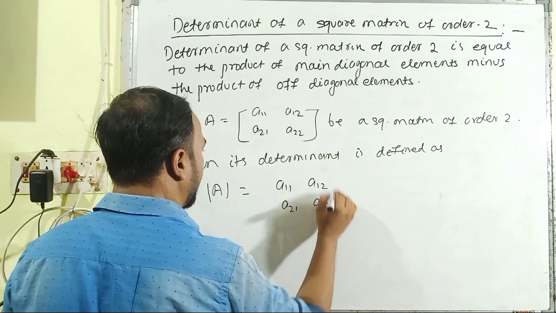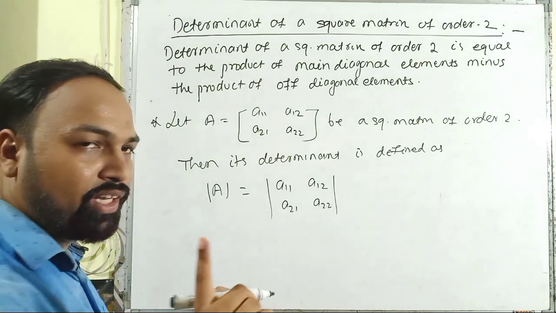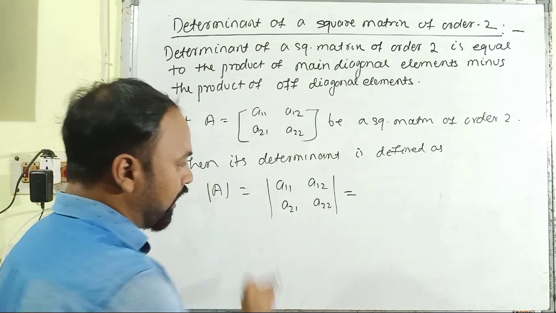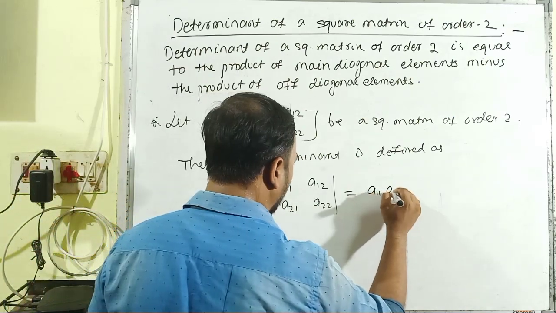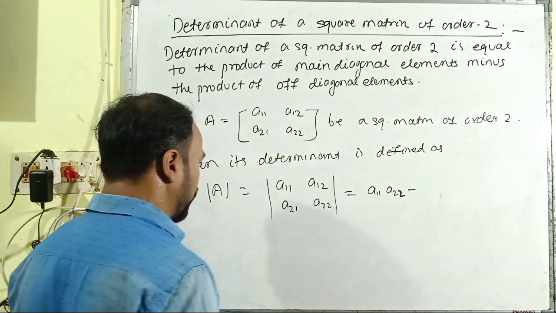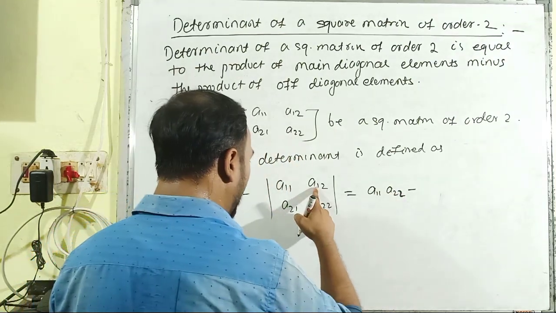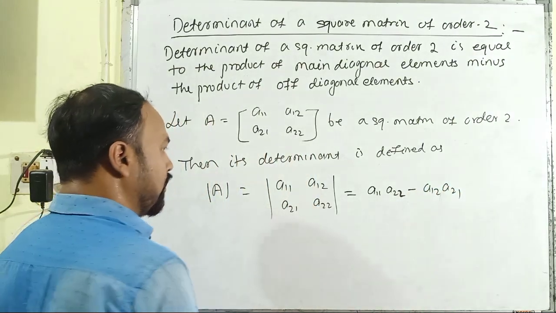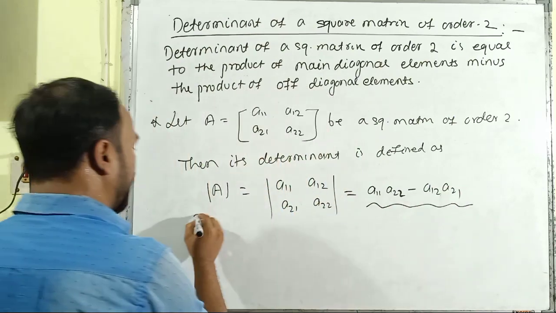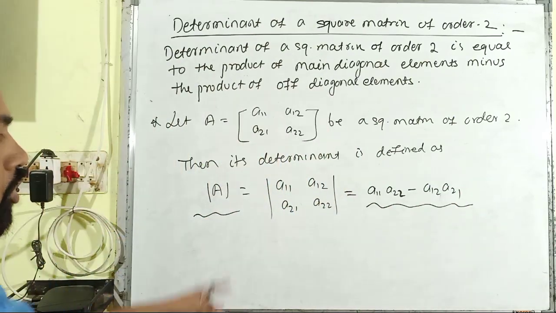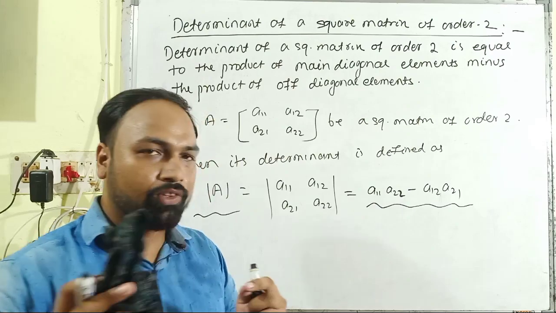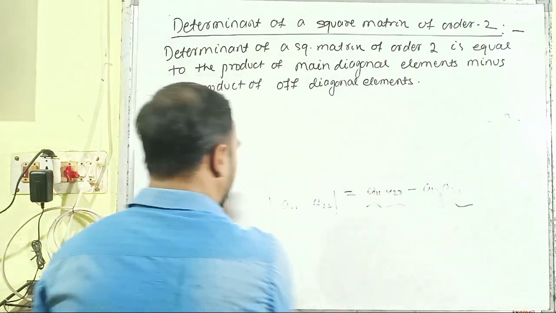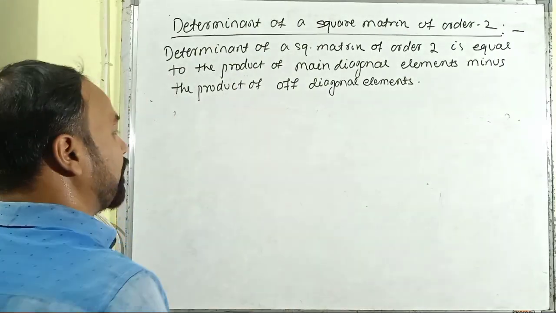the determinant of all the elements here, and it will be obtained in the form of: first of all, we have to find the product of the main diagonal elements, minus the multiplication of the off diagonal elements A12 and A21, and this is the value of the determinant of A. So this is the procedure by which we can obtain the determinant of a square matrix of order 2. Let us go through some examples based upon the determinant of a square matrix of order 2.